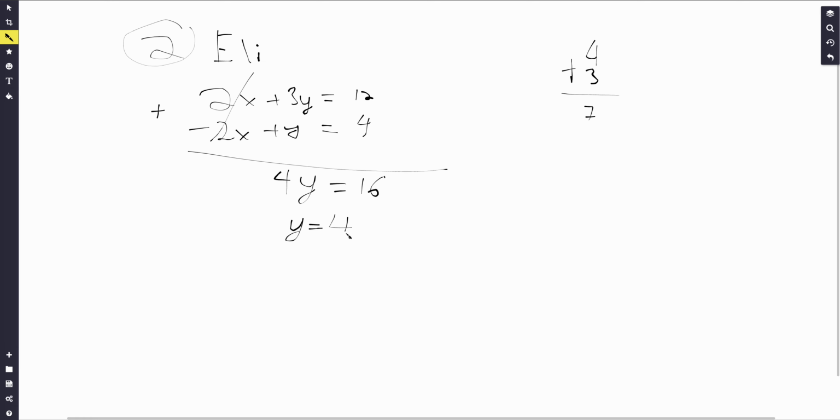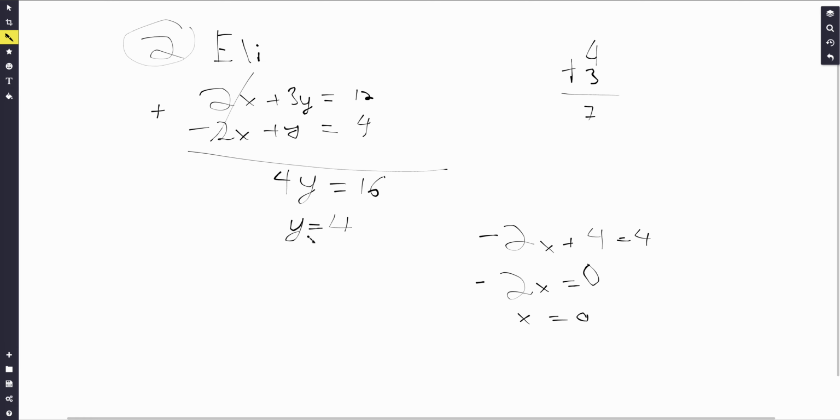So now that we know our y term, we can actually just plug it into any of these equations to solve for our x. So let's just use the second equation. So negative 2x plus 4 is equal to 4. So what we would have is negative 2x is equal to 0 and x is equal to 0. So when x is equal to 0 and y is equal to 4, that would satisfy our system. And yeah, so that's the elimination method.